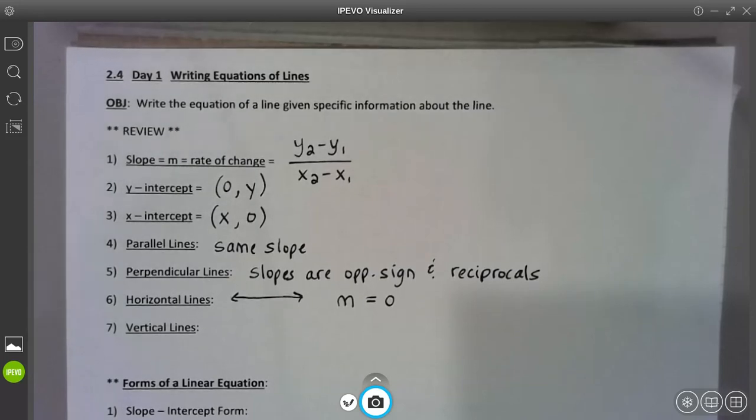And you guys already know, because you've graphed them, that the equation of a horizontal and vertical line is supposed to be very simple. Only one variable goes in the equation of a horizontal or vertical line.